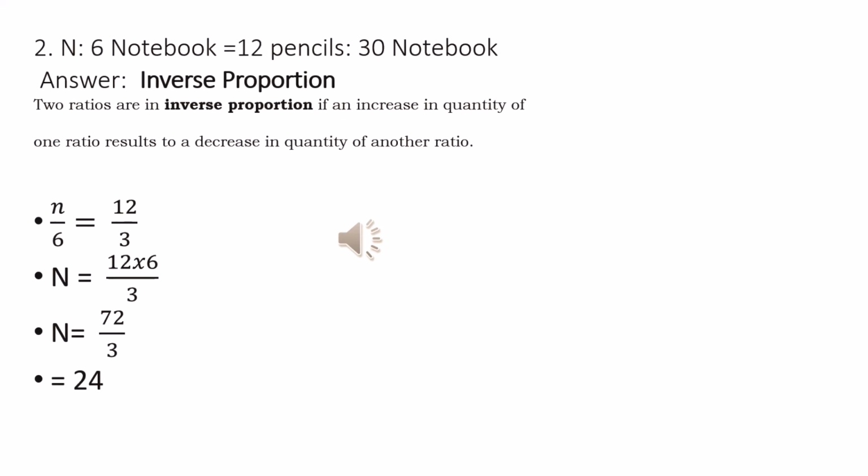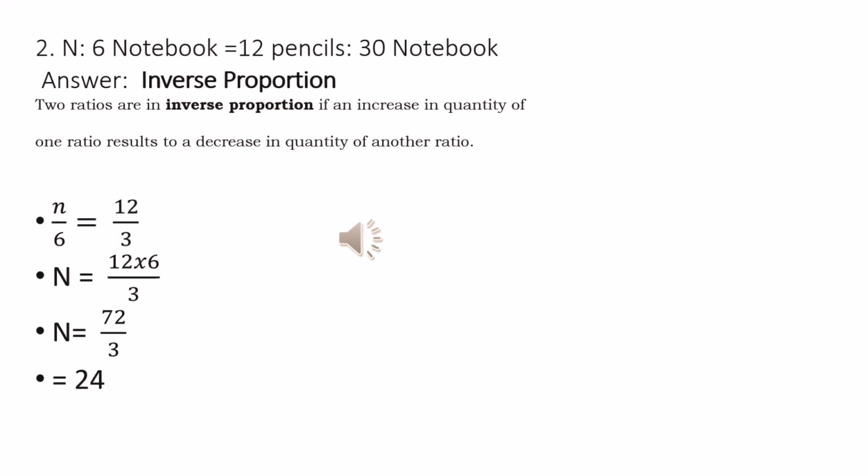Answer for number 2. n is to 6 notebooks is equal to 12 pencils is to 30 notebooks. So the missing term is the extreme. The answer is inverse proportion. Why? Two ratios are in an inverse proportion if an increase in the quantity of one ratio results in a decrease in the quantity of another ratio.